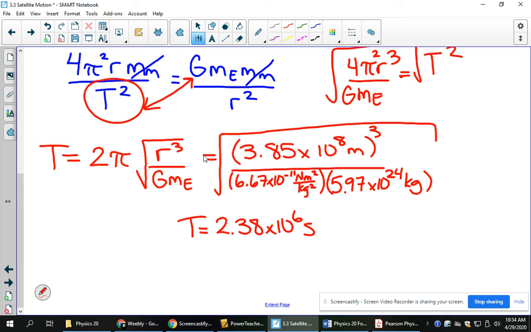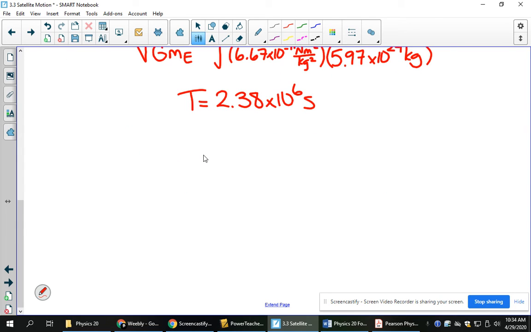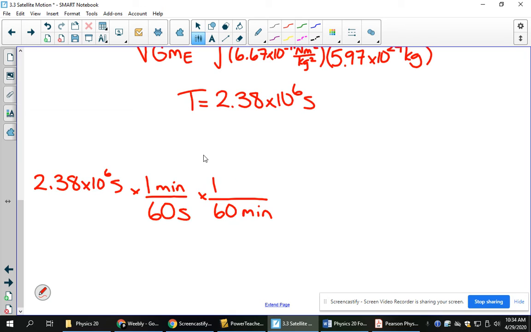Pause the video, do dimensional analysis, tell me that number in days. What is the dimensional analysis for this? 2.38 times 10 to the 6 seconds. There are 60 seconds in 1 minute. There are 60 minutes in 1 hour. And there are 24 hours in 1 day. Canceling any units on top and bottom and multiplying this out, remember put these in brackets when you divide them, is going to give you a number that sounds just about right.